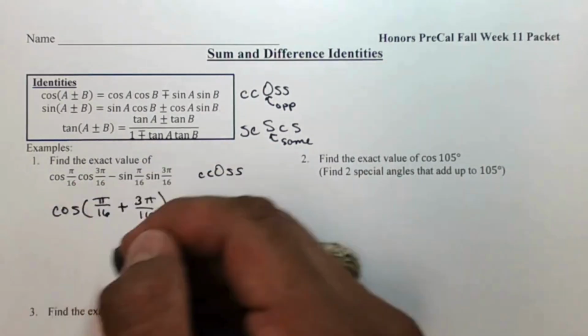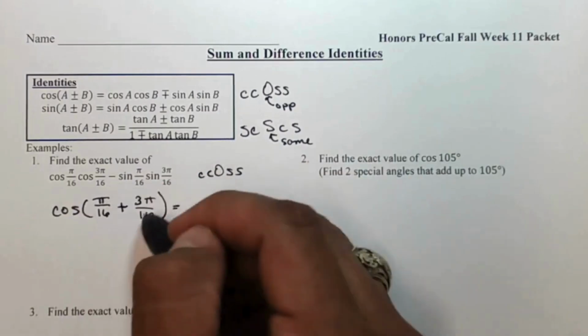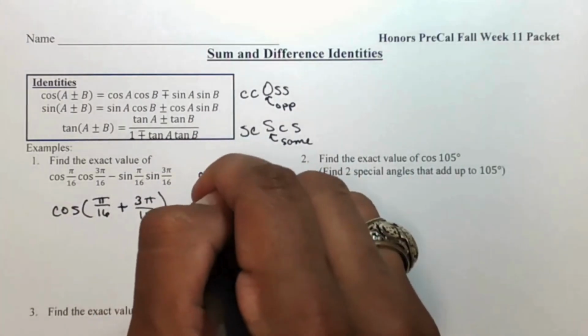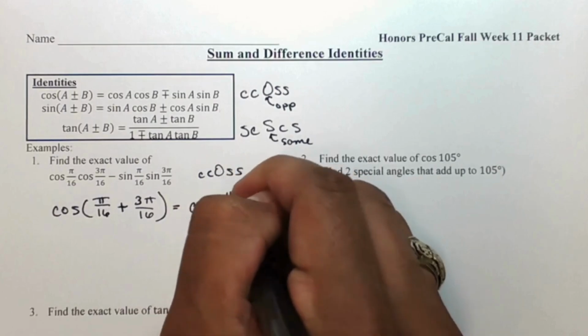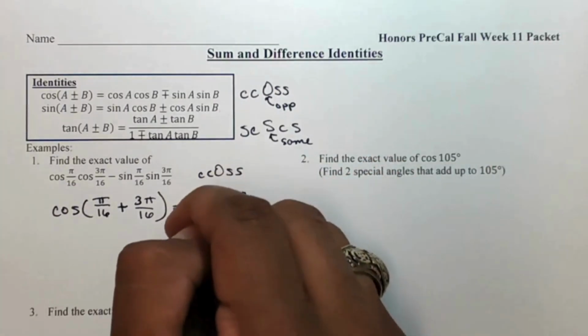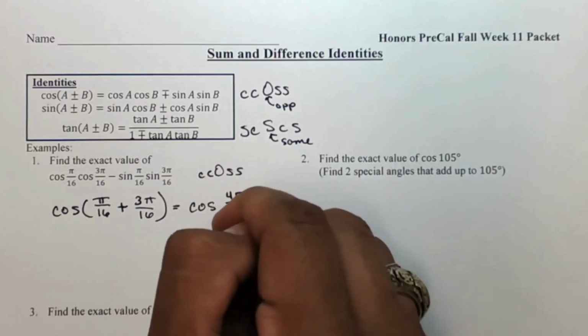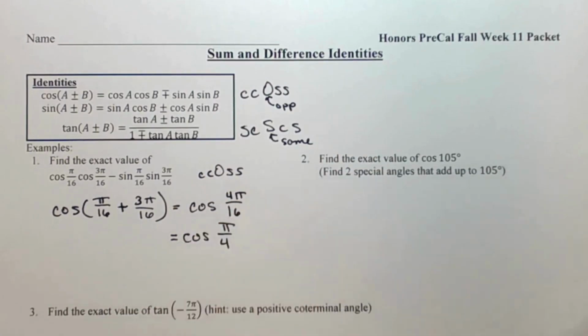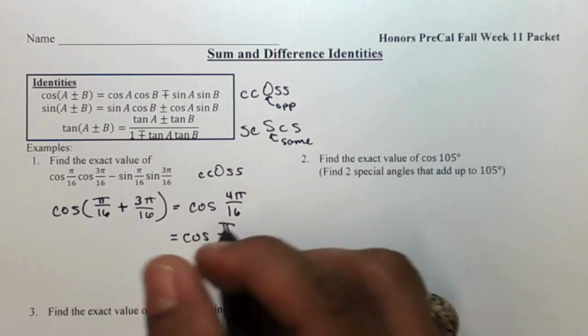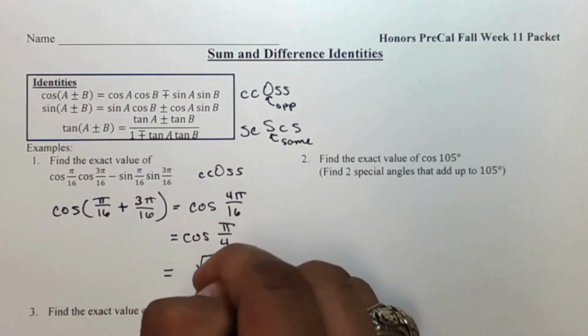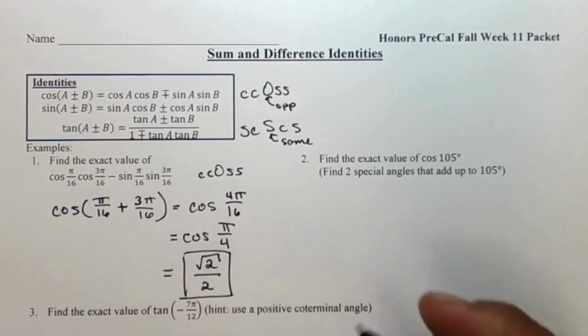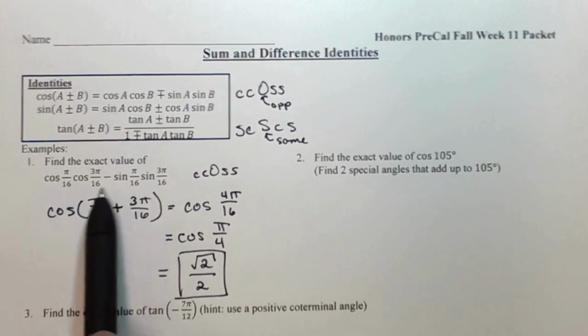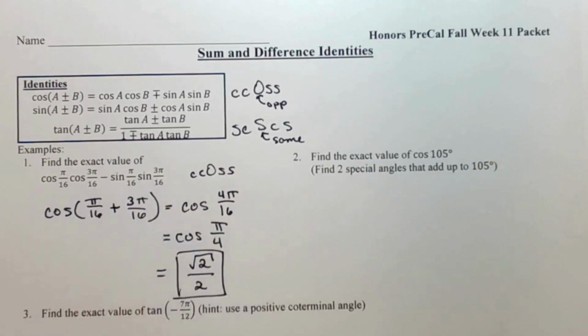Then I do some basic math operations here where we're adding these two fractions together, and we get 4 pi over 16, which reduces to pi over 4. Is pi over 4 on the unit circle? Yes, it is. What is the cosine at that angle? Well, root 2 over 2. So we're able to take these long identities here and condense them to one.